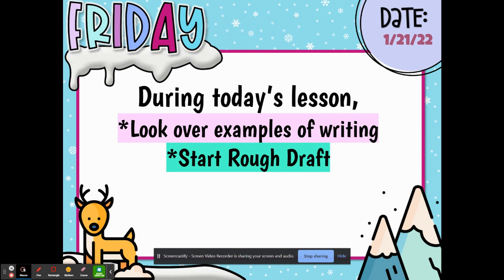Hi, boys and girls. I'm going to quickly walk through your ELA lesson for today. Thankfully, we got started yesterday in our Wonders Writing Notebook, where we started our planning for our realistic fiction writing. So today, your focus is to look over examples of writing. We're going to look at what a level 4 writing looks like and a level 1. And then you're going to start your rough draft.